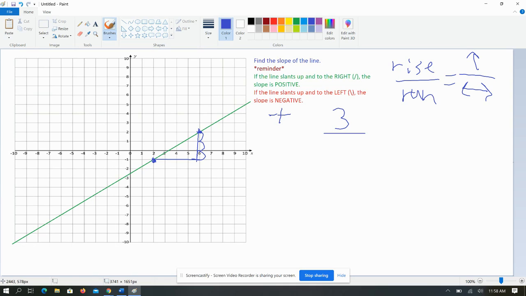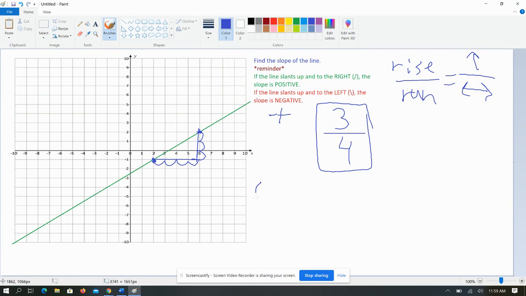Now I'm going to look at my run. My run is my horizontal line. So I've got to go from here. I'm going to go 1, 2, 3, 4. So I know I went 4 spaces. So I know the slope of my line is 3/4, and I know it's positive. So using a graph, usually that's one of the easiest ways for you to find slope, because you're going to draw your triangle first, and then you're going to just count your hops for your rise and your run.